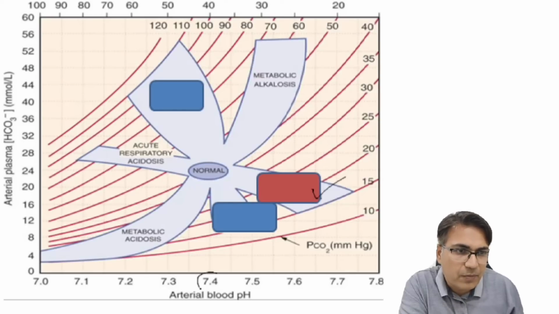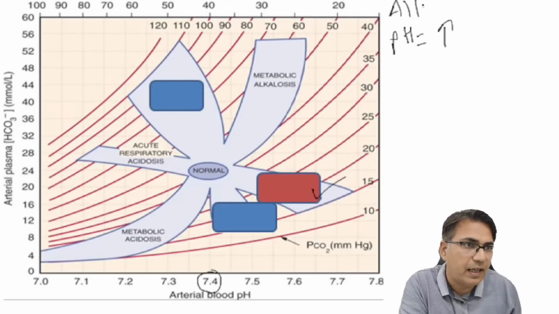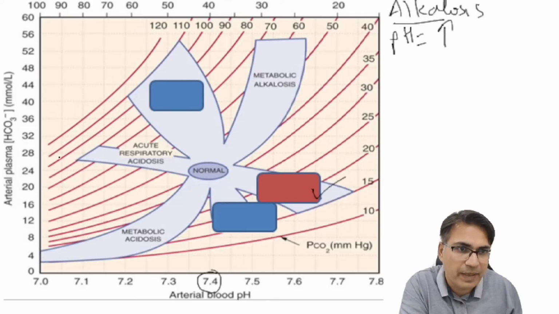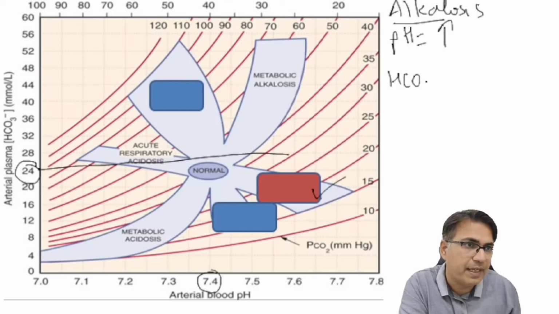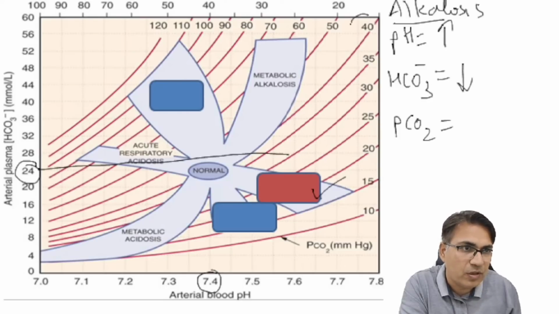Okay, so now pH is more than 7.4, so it is alkalosis, right? Alkalosis, pH is more than 7.4. Now look for bicarbonate level. Bicarbonate level is less than 24, and PCO2 level is again less than 40.